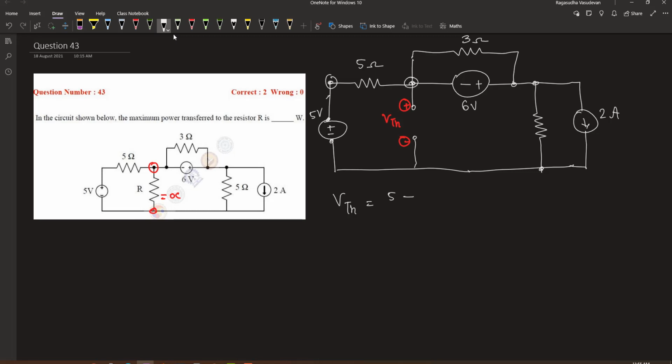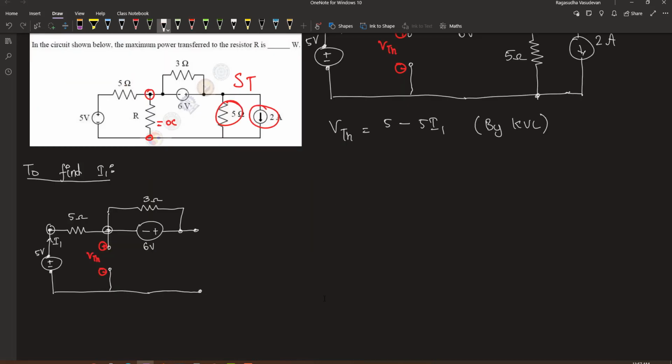Let us consider that the current I1 is flowing in this loop. So VTH will be 5 minus 5I1 by Kirchhoff's voltage law. Let's find the total current I1. In order to find I1, let's replace this as a single branch by the source transformation technique. If we replace, we will get 10 volt in series with a 5 ohm resistor.